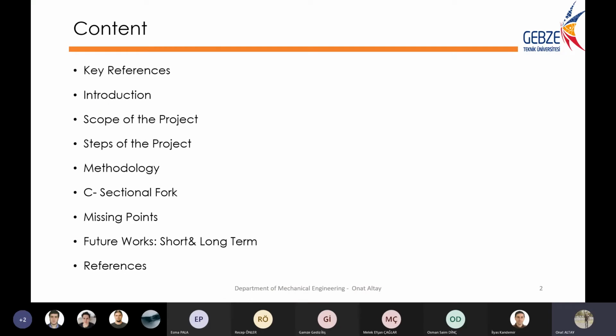So in this project, I will mention the key references that I use mostly. I will give a brief introduction about landing gears and forks and goals and steps of this project. And I will explain how I achieved the scope of the project with the methodology part. Although I have some missing points, I have achieved to design a C-sectional fork based on some assumptions. And finally, I will talk about what else can be added and show my references of the project.